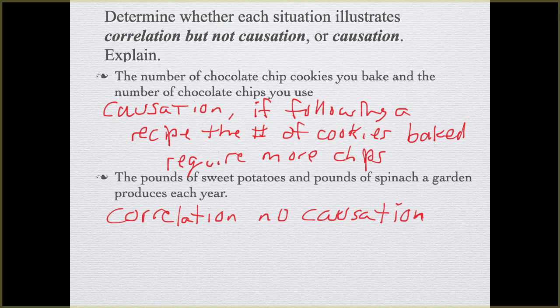Just because I have more sweet potatoes does not mean I'm going to grow more spinach. So with this one, there's something else probably causing the difference. Maybe there's been more rain, maybe it's been sunnier, maybe the growing season was longer, but the number of pounds of sweet potatoes does not cause the pounds of spinach to go up. There has to be some other cause. These are just correlated. There is no causation.